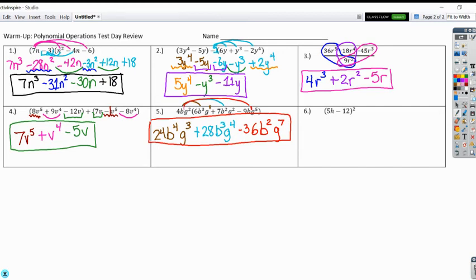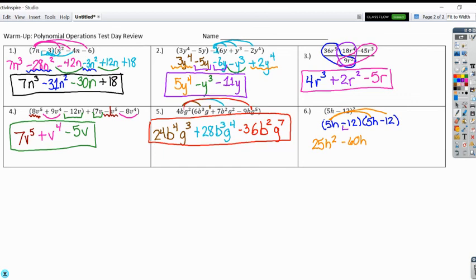Okay, lastly, number 6. I've got this binomial that is squared. Remember, when you square something, you have to write it twice. Absolutely, anything that is squared, you have to write it twice, because that's going to show you all the steps for your multiplication. So my 5h is going to distribute through to the 5h in next parentheses. That's 25h squared. Then my 5h multiplies to the negative 12. This is going to be negative 60h.